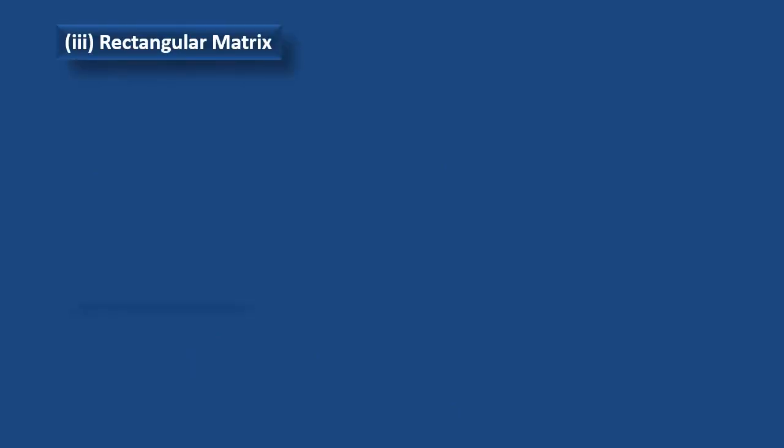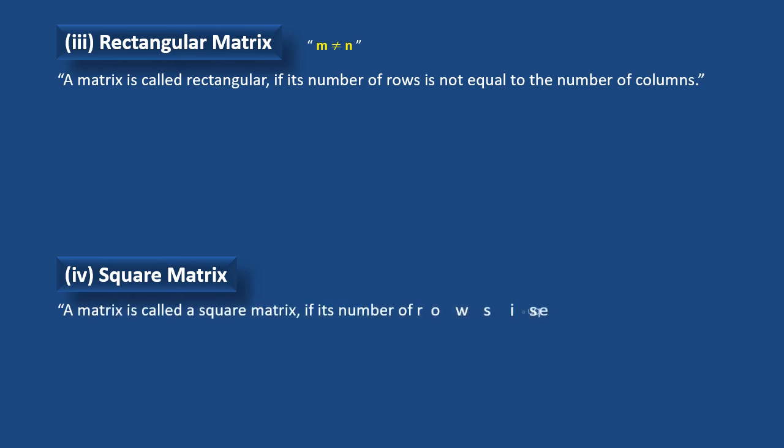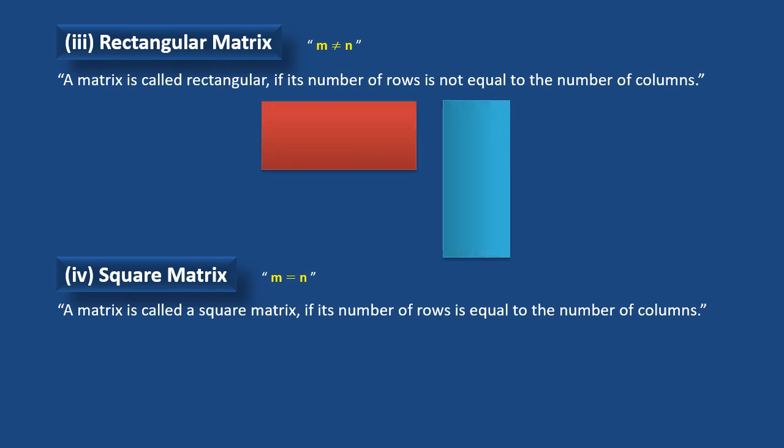Next we have rectangular and square matrices. A matrix is called rectangular if its number of rows is not equal to the number of columns. That is, M is not equal to N. Conversely, a matrix is called a square matrix if its number of rows is equal to the number of its columns. That is, M is equal to N. As in a rectangle, the length is different from width, while in a square they are equal. That's why a rectangular matrix looks like a rectangle while a square matrix looks like a square.